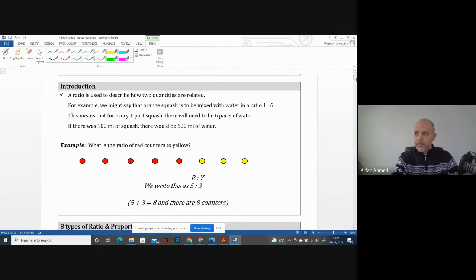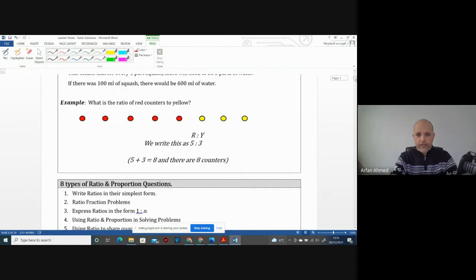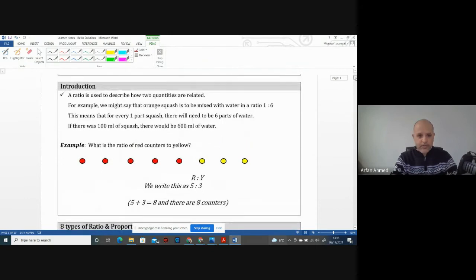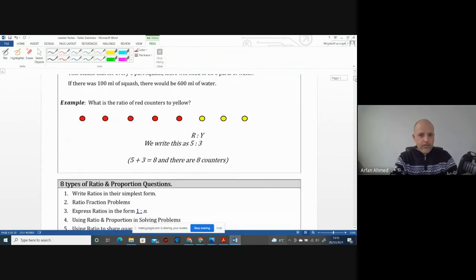So if you're multiplying one side, let's say you're doubling one side for orange squash, you're going to have to double the other side for water as well. It could work for dividing as well, we'll look into that later on. It totally depends on the question it's asking. So let's have a look at this example.